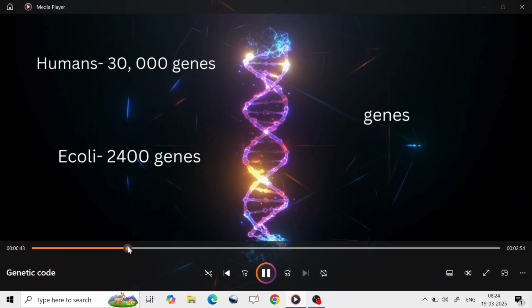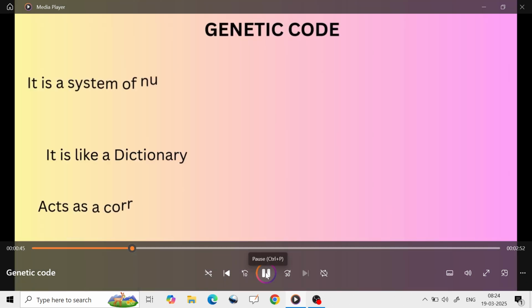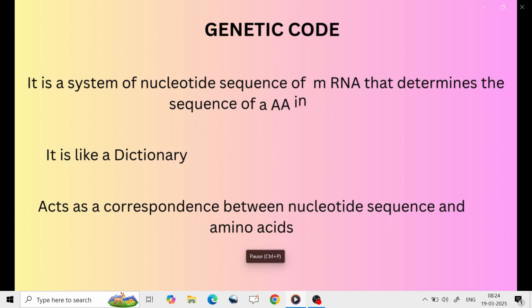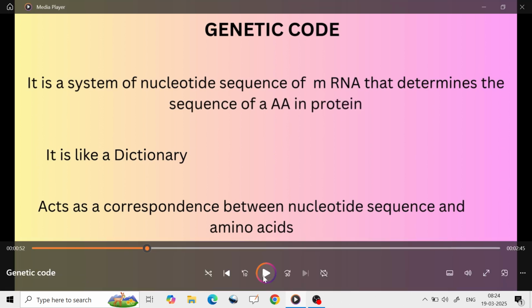Now let's see what is a genetic code. As I told you, it is a system of nucleotide sequence of mRNA that determines the sequence of amino acids in the proteins. You all know that the building blocks of proteins are the amino acids, right? All the proteins are made up of amino acids. These amino acids are generally formed in the cell through the translation process, where the tRNA gets the anticodon sequence from the mRNA. It's like a dictionary.